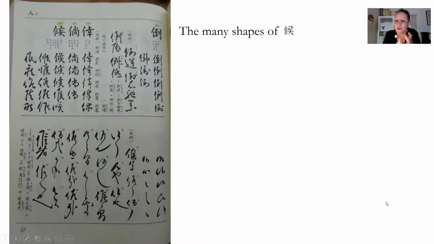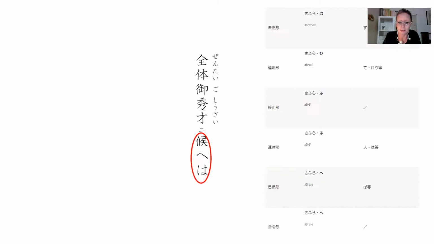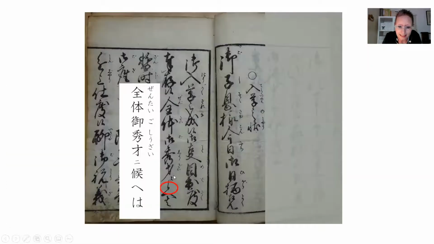Because you expect sōro to be there, you don't bother to write it nicely. You can just write a little chong. And it is your responsibility to recognize that this is sōro bun, and therefore there must be a sōro, and therefore this little tail is the sōro in question.